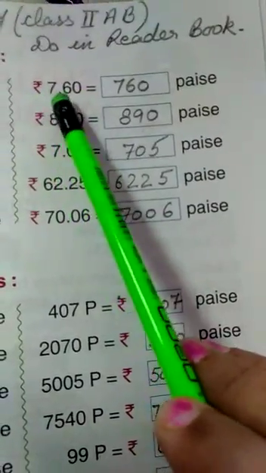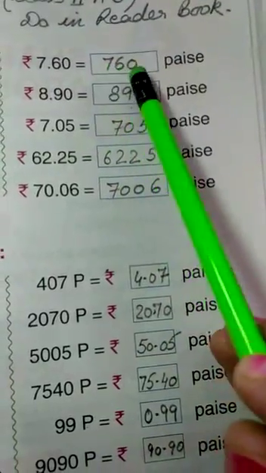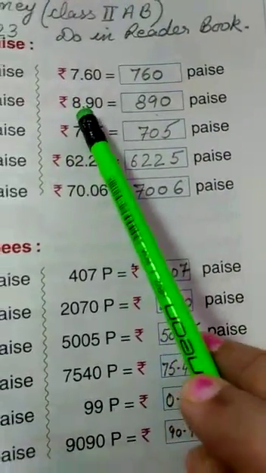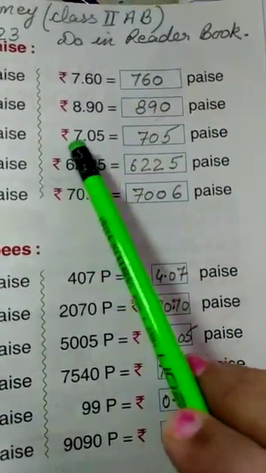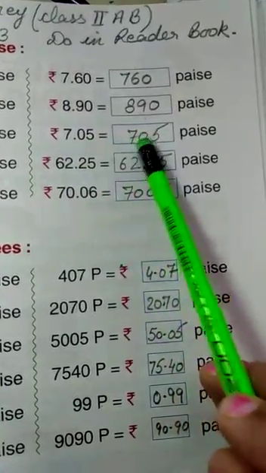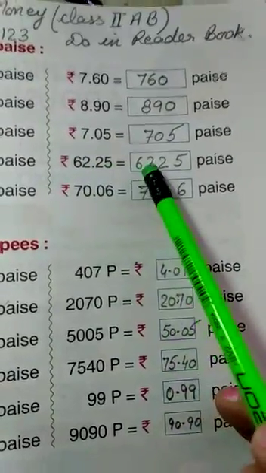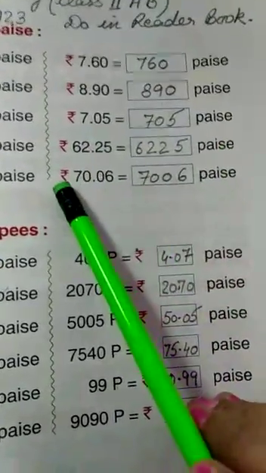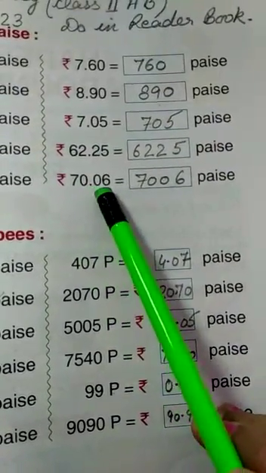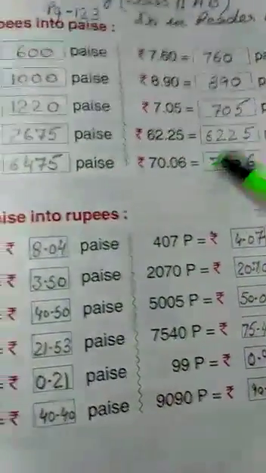Rupees 7.60 will become 760 paise. When you remove the decimal, it becomes 760 paise. Rupees 8.90 will become 890 paise. Rupees 7.05 will become 705 paise. Rupees 62.25 will become 6225 paise. Remove the symbol of rupee and remove the decimal. Rupees 70.06 will become 7006 paise. Okay, understood? Now copy this very neatly in your maths reader book, page 123.